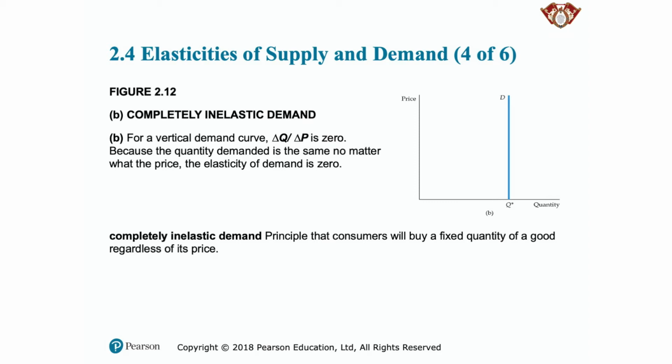For a vertical demand curve, change in Q over change in price is equal to 0. Because the quantity demanded is the same no matter what the price, the elasticity of demand is equal to 0. We say completely inelastic demand. The principle is that consumers will purchase a fixed quantity of a good regardless of its price. Two extreme cases, right?